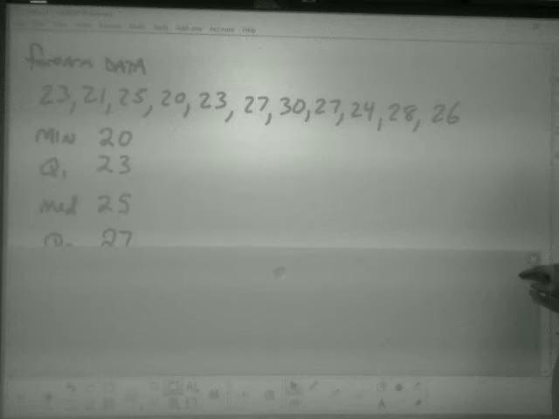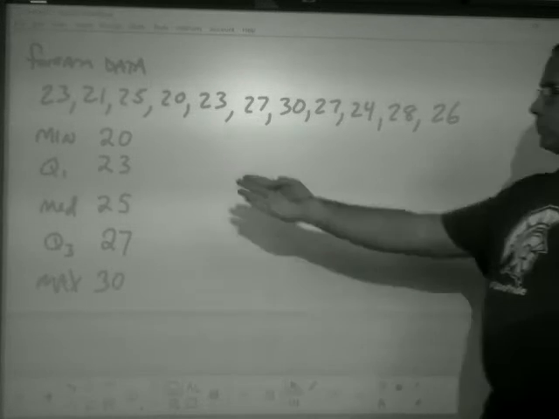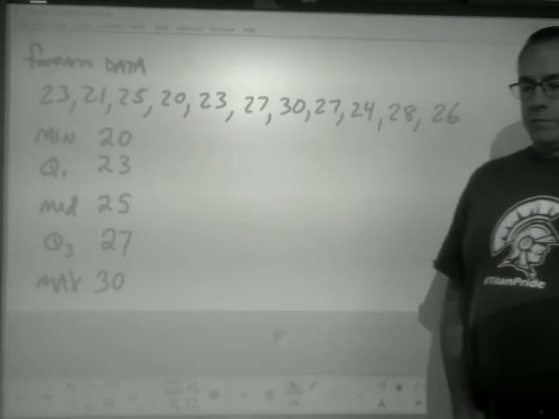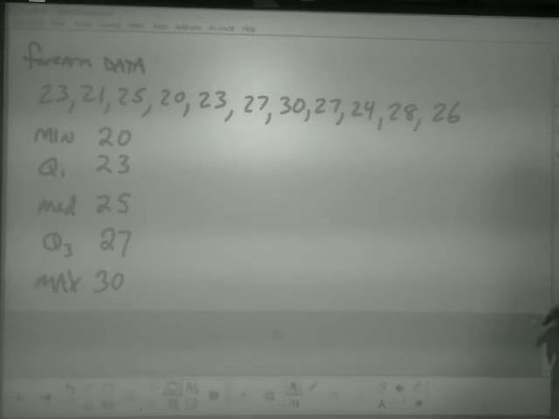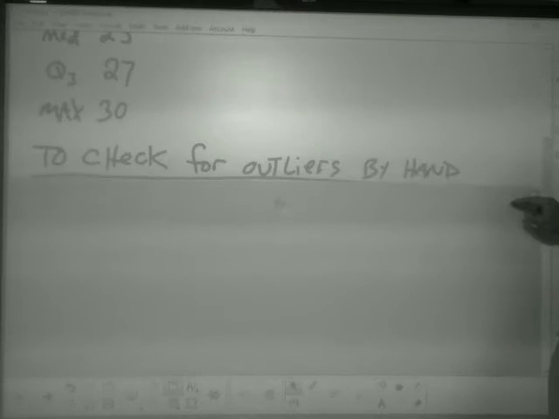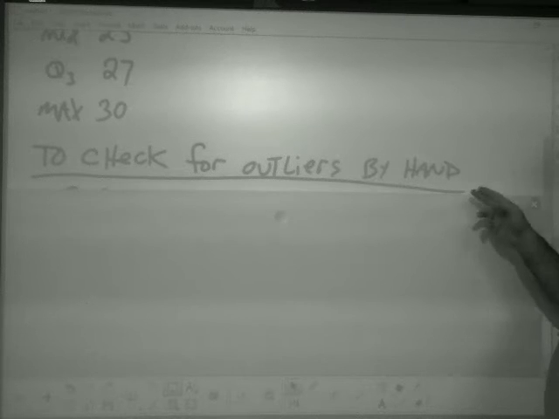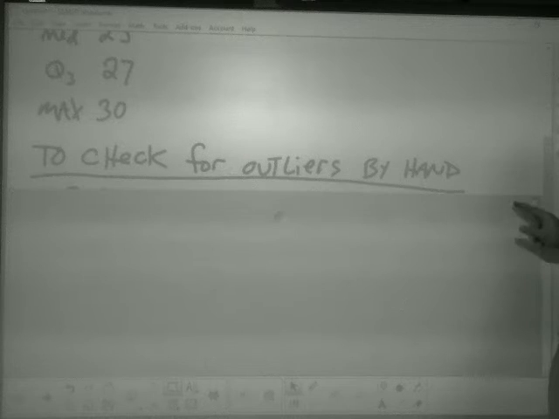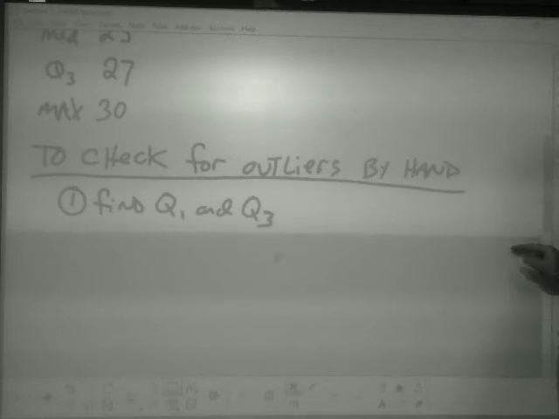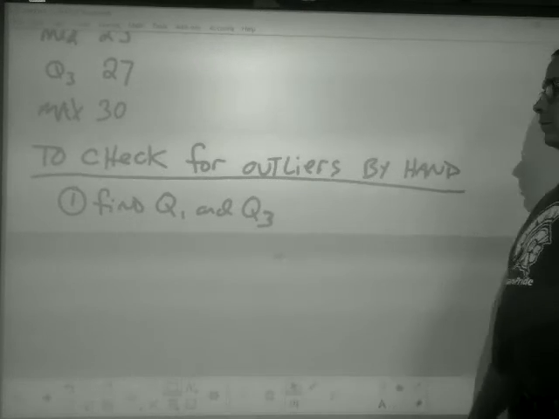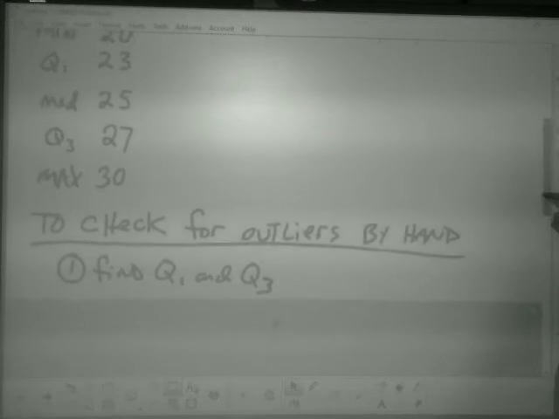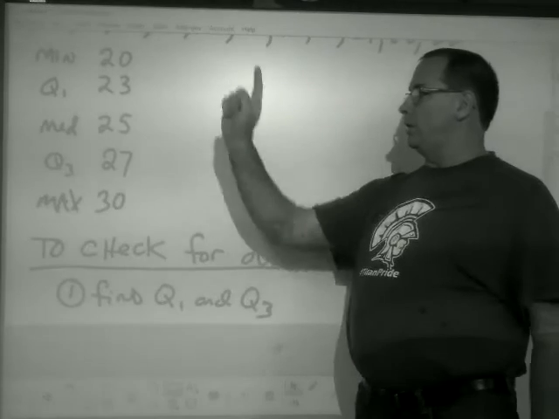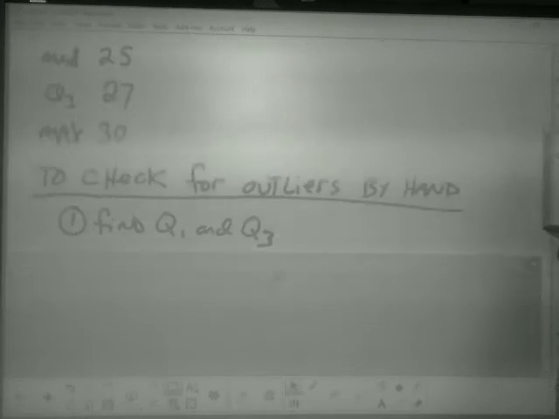I want to check this data for an outlier. Well, I have to get my 5-number summary. So again, here's the 5-number summary that we did last time. And now we're going to use this data to test for outliers. We're going to do this by hand. We're going to use our calculator, but it's a calculation that we have to go through by hand. So the first thing is to find the Q1 and the Q3. So we did a 5-number summary, and Q1 is 23 and Q3 is 27.